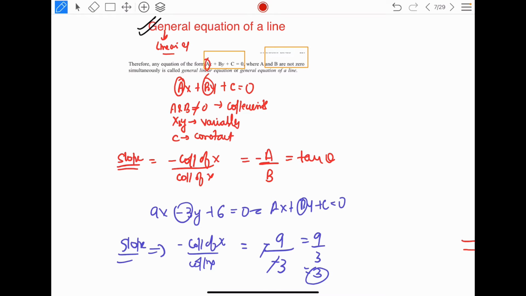So if a line is directly given, you can directly find the slope without any angle, without any formula. Just apply minus a by b and you will get the slope. Okay, the slope is tan theta only. Always the slope is tan theta, but this is another way to find it. Alright.